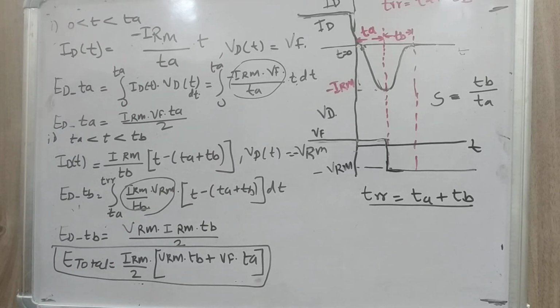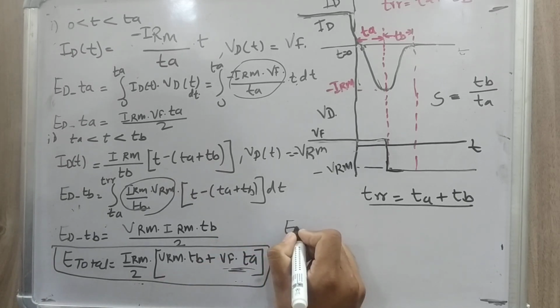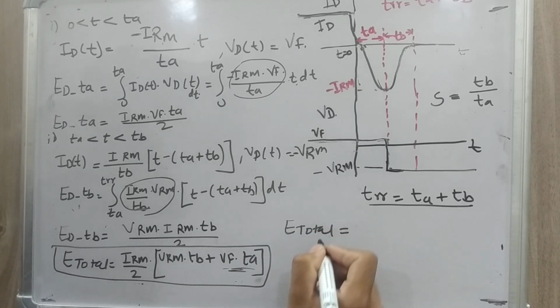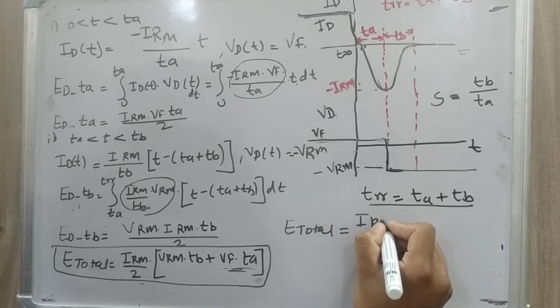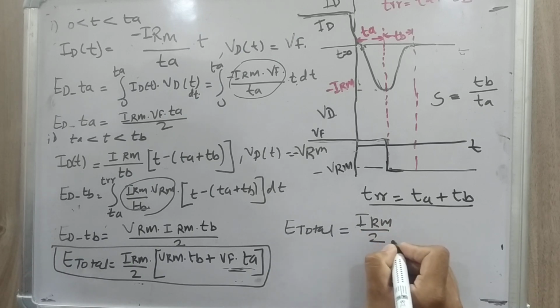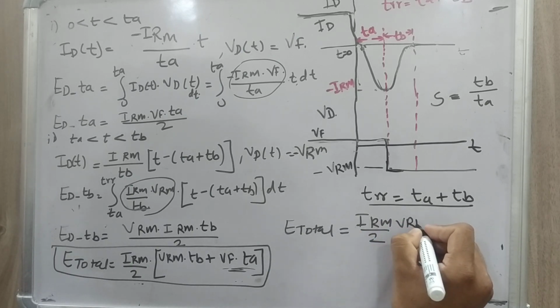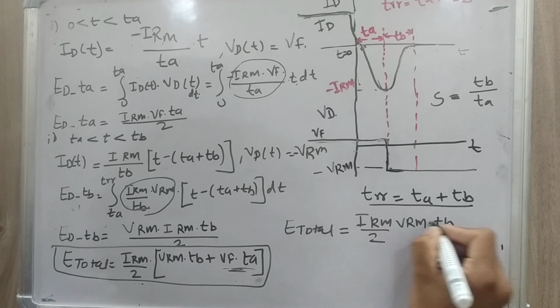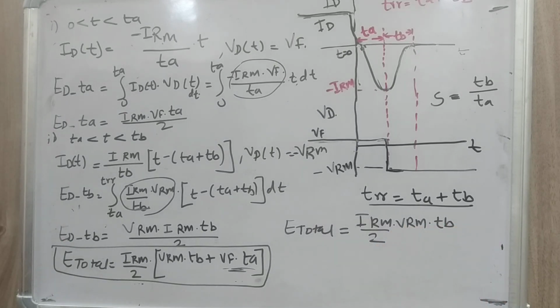Now this is the correct equation, but we can approximate. We know VF is around 0.7, or even less for Schottky diodes, so we can ignore that term because it will be small. So we can write E total equal to IRM divided by 2 into VRM into TB. So this is the final equation.